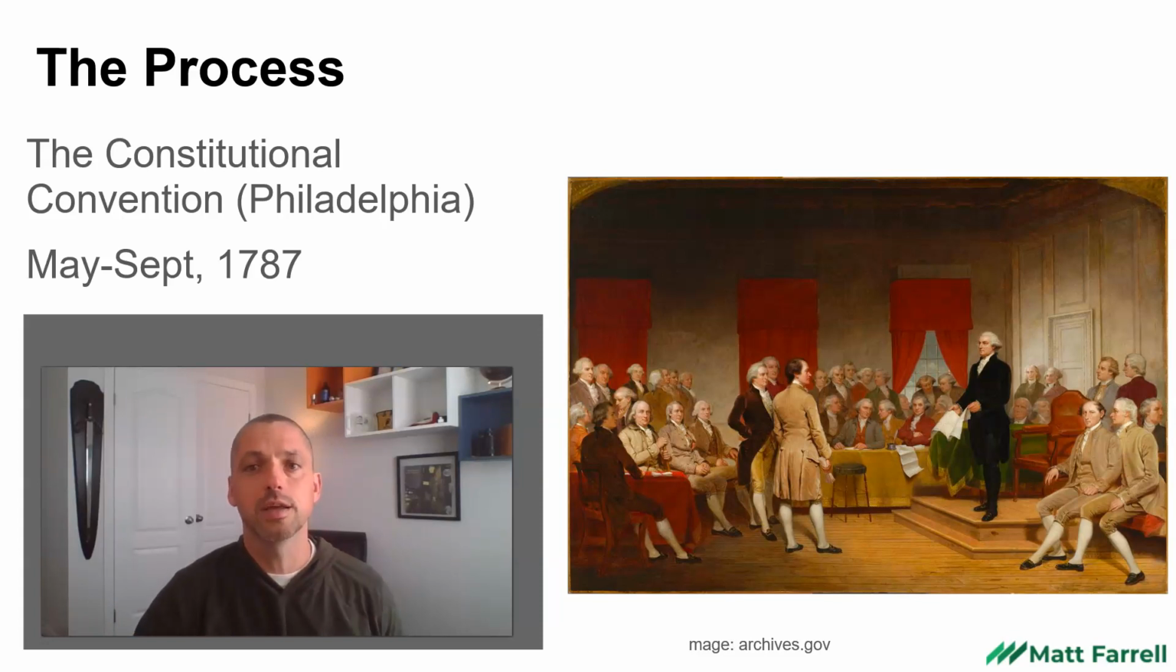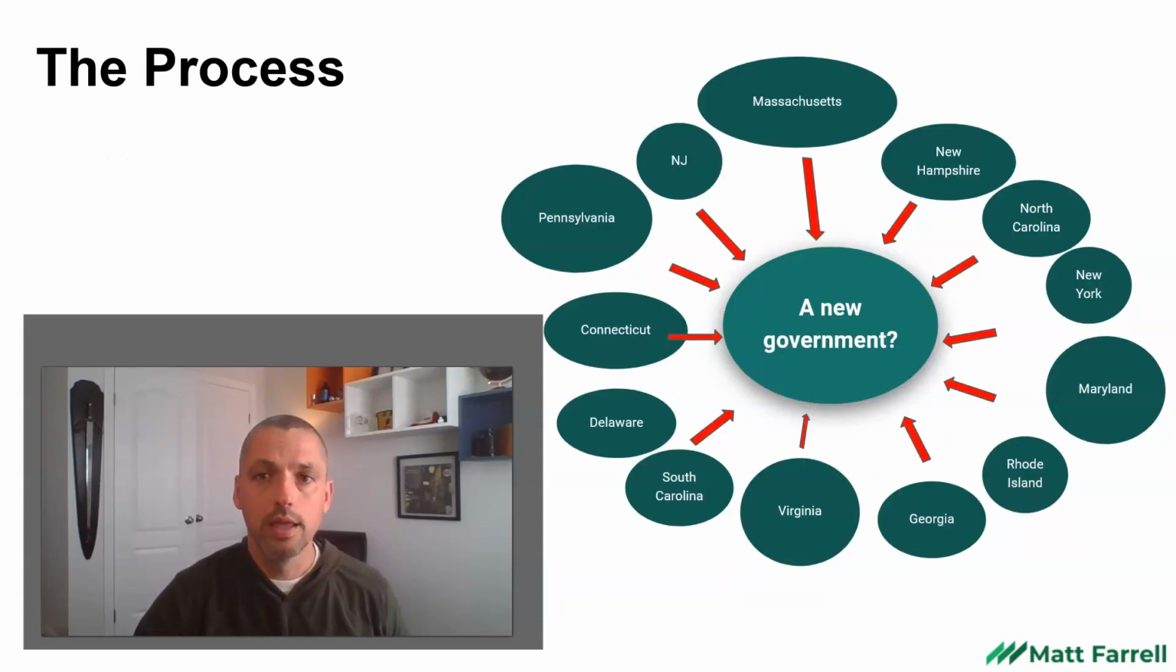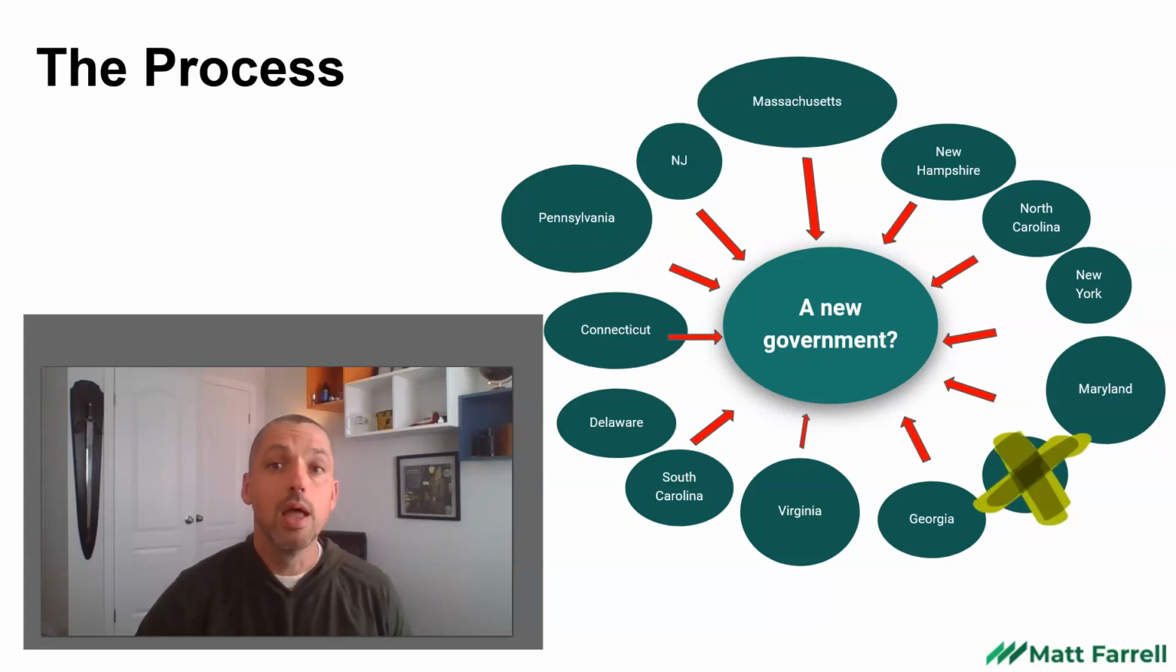Can we design something that will work? And that is the task. How can we get these 13 very different colonies into one? 13 minus 1. Rhode Island actually didn't show up. But this is the task. Can we find a system of government that is going to balance these competing interests?